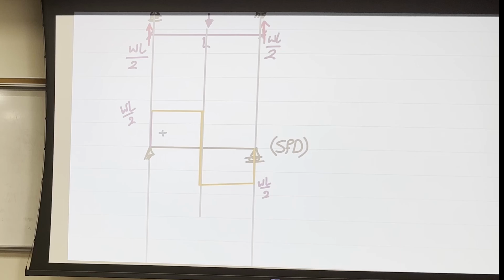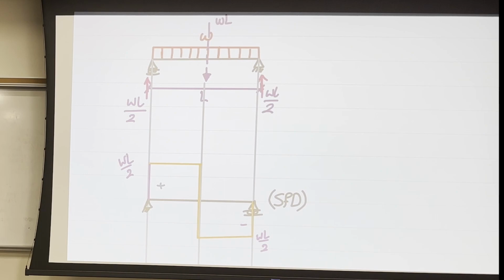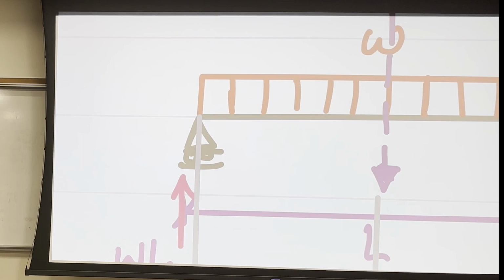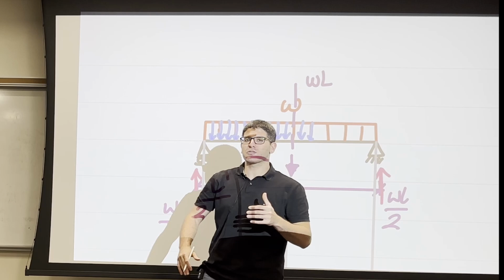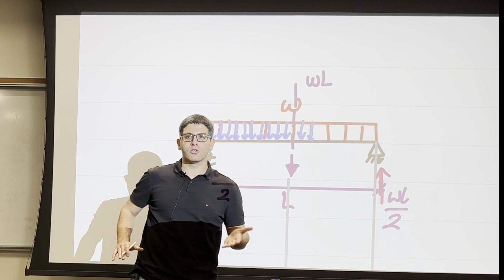But this is incorrect because we don't have a point load. We have a distributed load. Distributed load means we have W, for example, 10 kilonewton per meter, which means every meter here we have a kilonewton. So we have a lot of point loads that we represent as a distributed load. For example, if this room I'm in is full of students, that's a lot of point loads. That's why we don't represent it as a point load when we design this slab. We instead put an area load or a distributed load, because we can't put all these point loads.